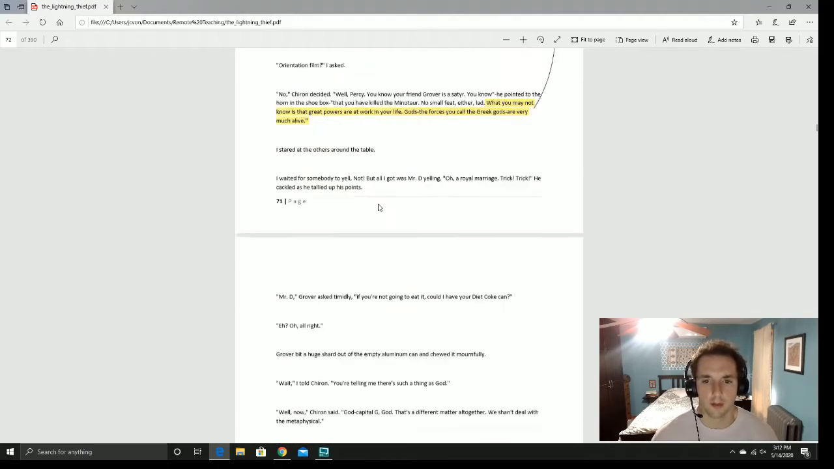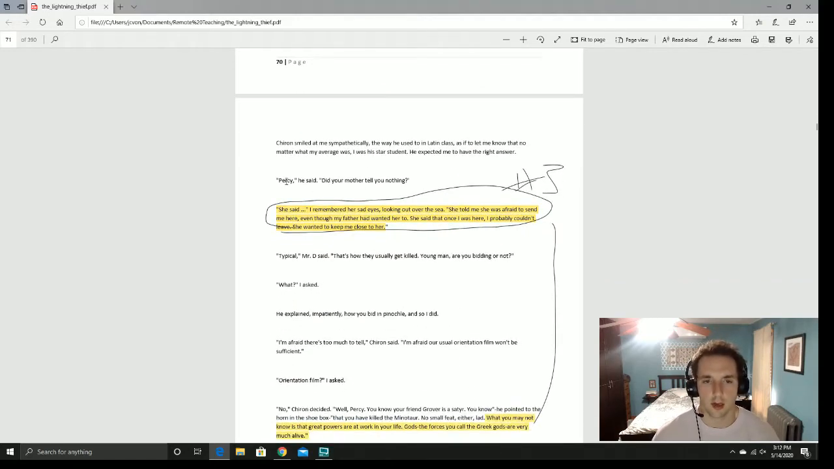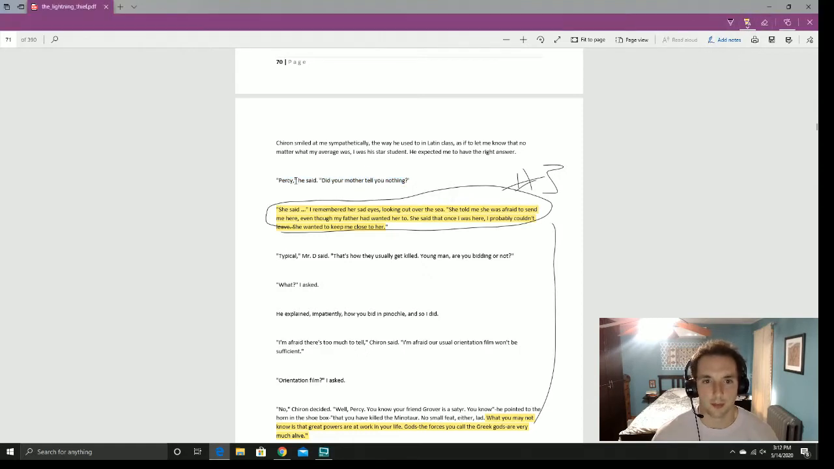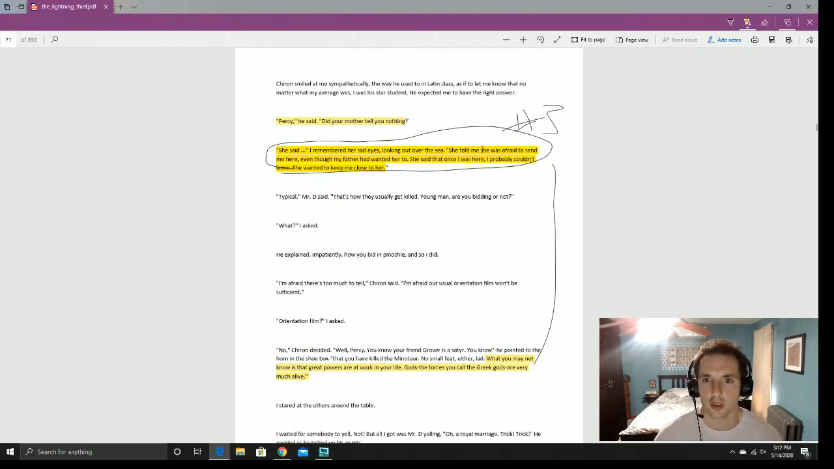And then later on, it says, Chiron is surprised that Percy does not know anything about himself. And so he says, "Percy, did your mother tell you nothing?" "She said, I remember her sad eyes looking out over the sea. She told me she was afraid to send me here, even though my father had wanted her to. She said that once I was here, I probably couldn't leave. She wanted to keep me close to her." And so we learned that the reason why Percy was so close to his mom is that she was trying to protect him. So earlier on in the book, we find out that Percy's mom thought about sending him to this camp, but she couldn't do it because she was worried that she would never see him again.